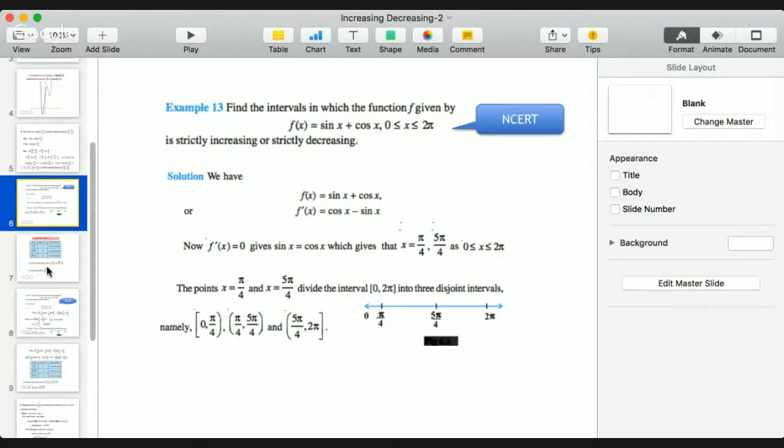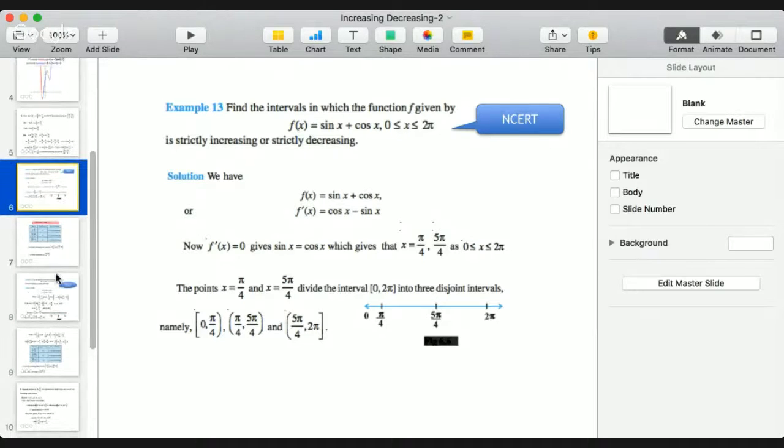This gives us the set of intervals: from 0 to pi by 4, then the open interval pi by 4 to 5 pi by 4, and then 5 pi by 4 to 2 pi, closed interval.